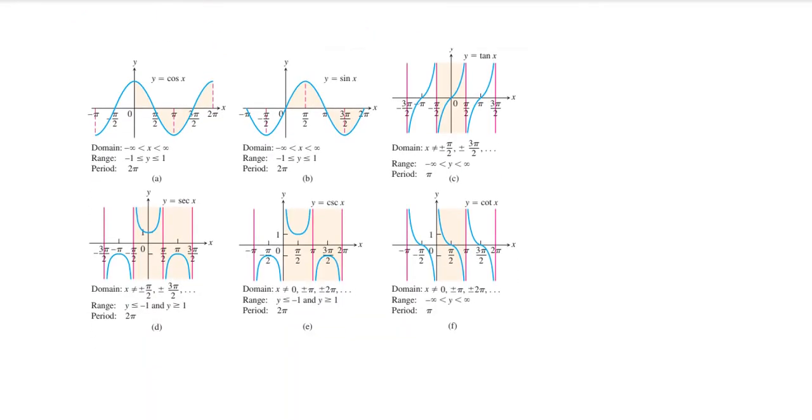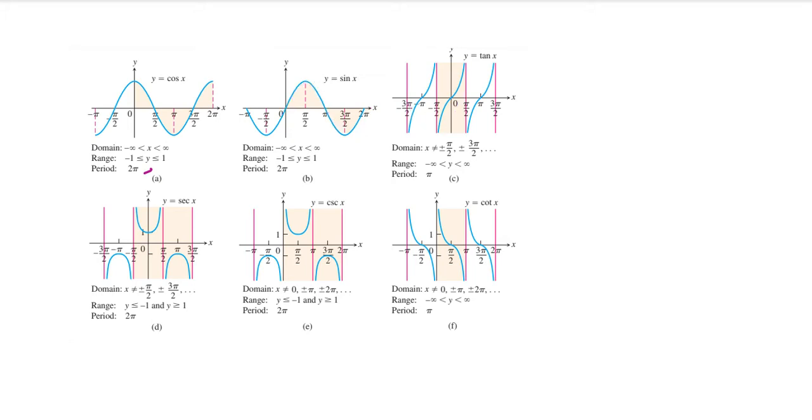As you know, in cos x, the diagram is of this shape. It starts from 0 and ends up at 2 pi, and after this point it will repeat its shape. So you can say that the period is 2 pi. Similarly in sin x, the period is again the same. It starts from 0 and ends up at 2 pi, and after this it will repeat its shape.